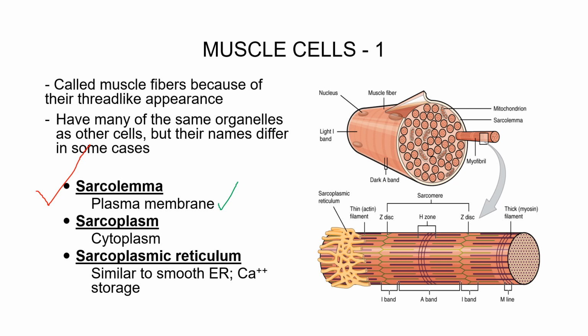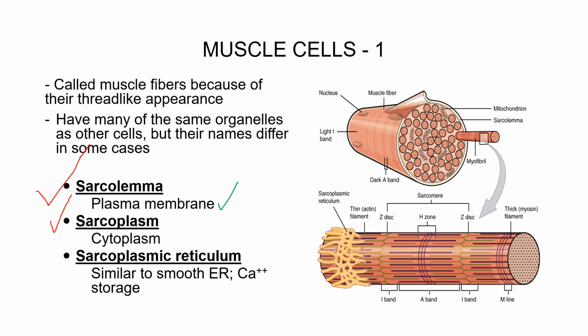So sarco, flesh, meaning if you cut open my skin and go deep enough, you'll hit flesh, you'll hit my muscle, and then lemma is outer casing, outer covering. So sarco, you're going to see several times. The sarcoplasm should make sense. That's simply the cytoplasm of a muscle cell.